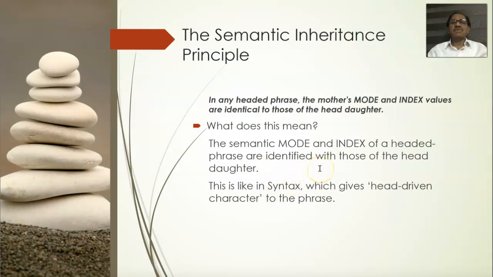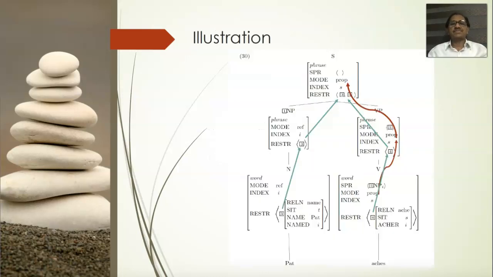In syntax, what do we have? We have a principle called the head feature principle, you remember, where the syntactic features of the head daughter are identical with the mother node. So the head value of the head daughter is identical with the head value of the mother node. That is the head feature principle. Similar to it, we have here the semantic values, the mode and index values are identical with the mother node. Let's see how these two principles work in constructing the semantics of a phrase.